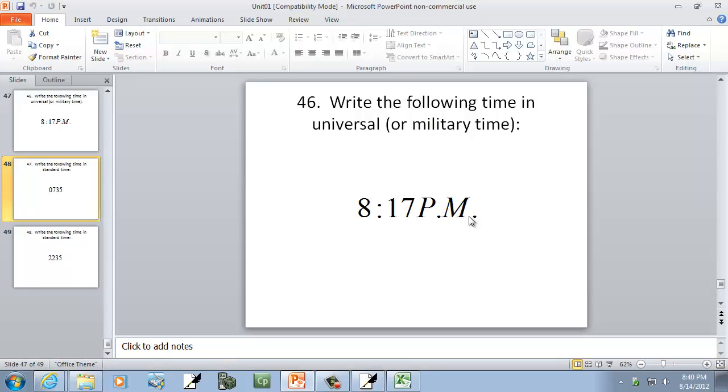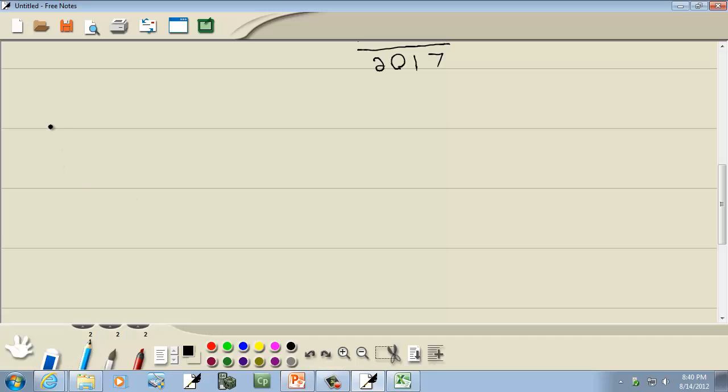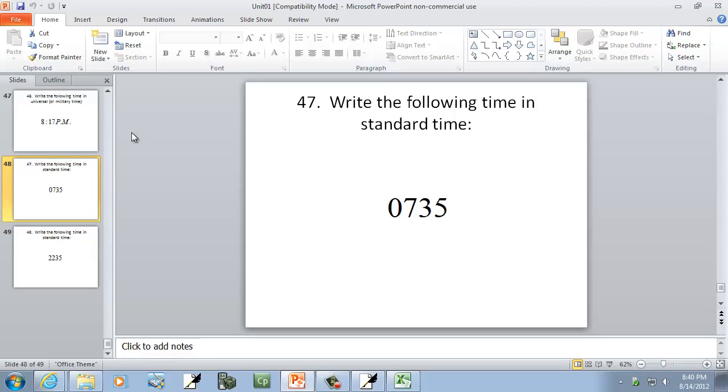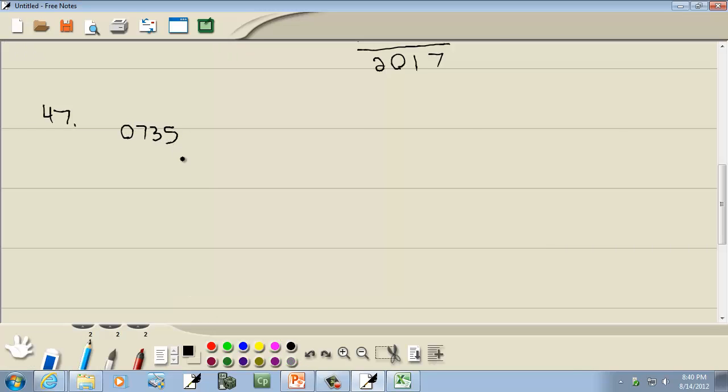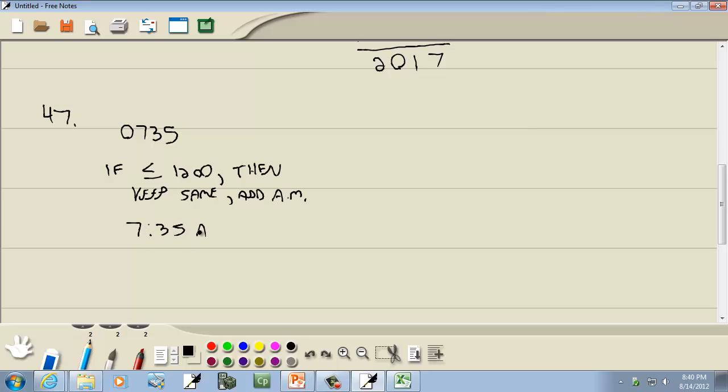Now let's look at going the other way. Here we're starting with 0735. It says right the following time in standard time. So this is military time or universal time. If less than or equal to 1200, then keep the same and add AM. And put the colon in there. So this would be 7:35 AM.